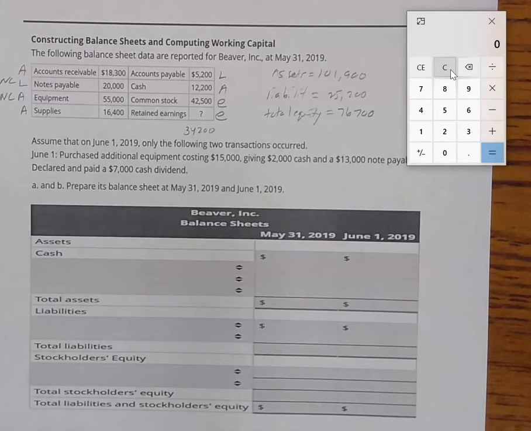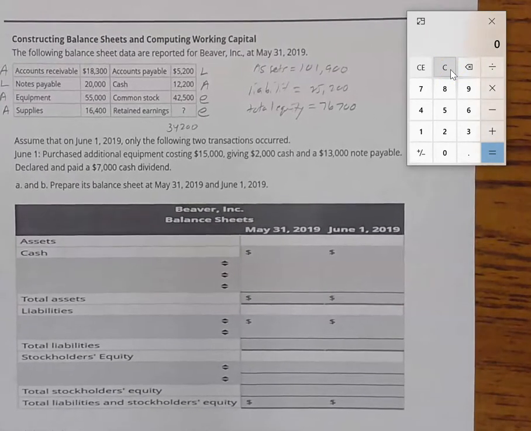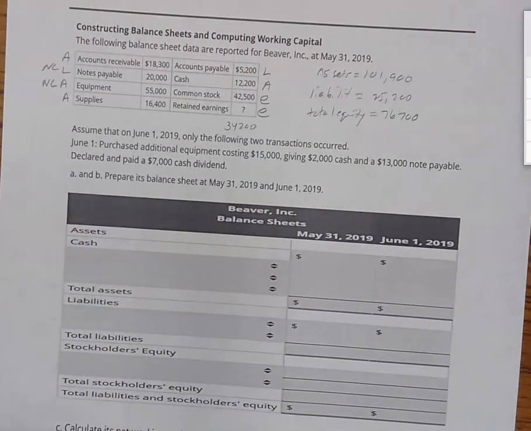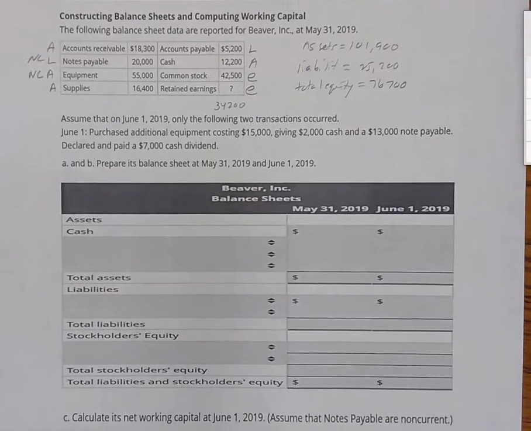Okay, so I'm going to clear this out, and let me move this paper around if possible. I may have to move our calculator out of the way for just a moment.